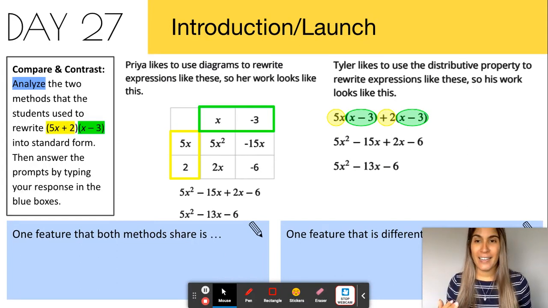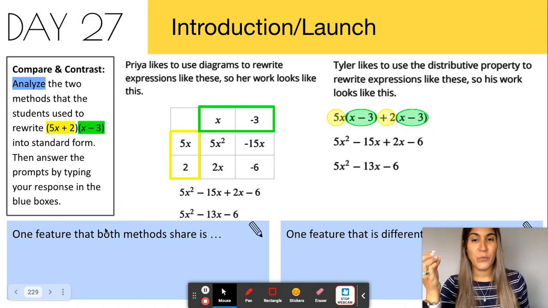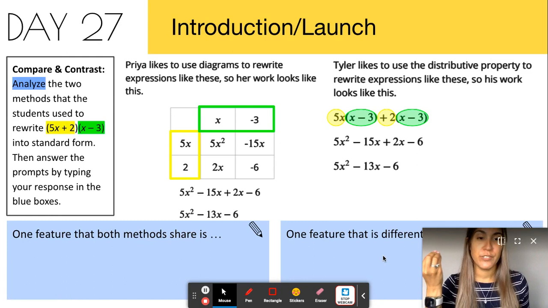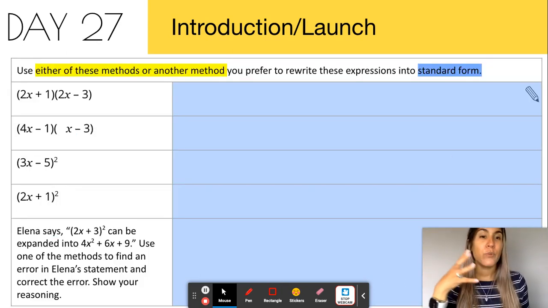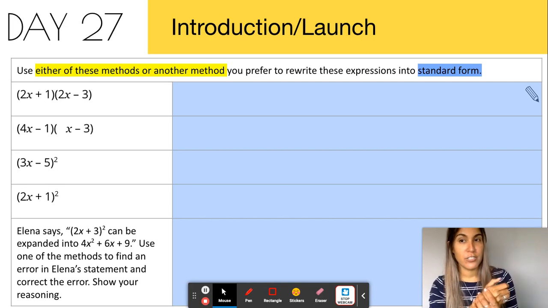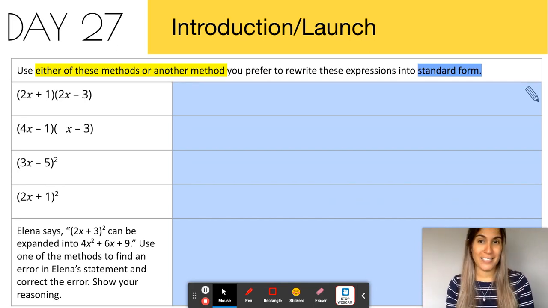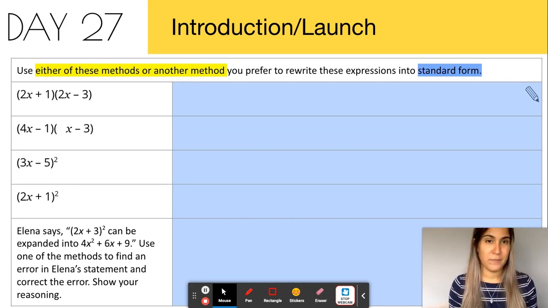So they have to analyze. What are they analyzing? I have color-coded here so that they see where it is organized. That way they are more directed to, okay, let me look at this work more closely. This is a good starting point. Then they're going to say one feature that both methods share and one feature that is different. The rest of this introduction launch says use either of the methods or another method.